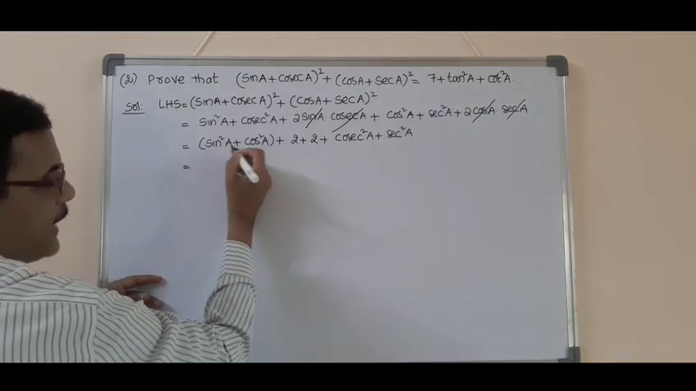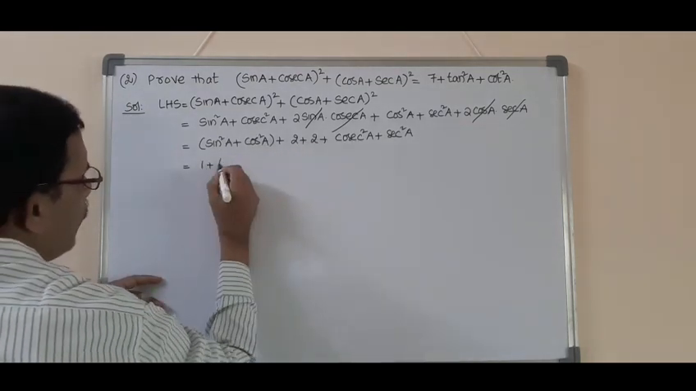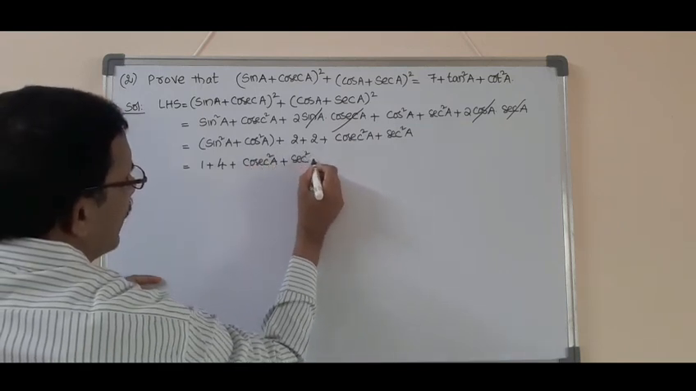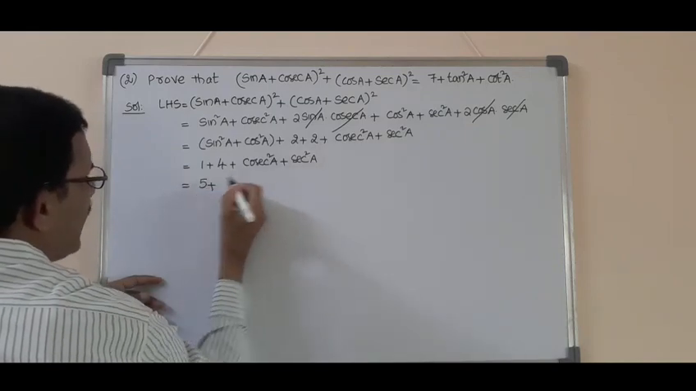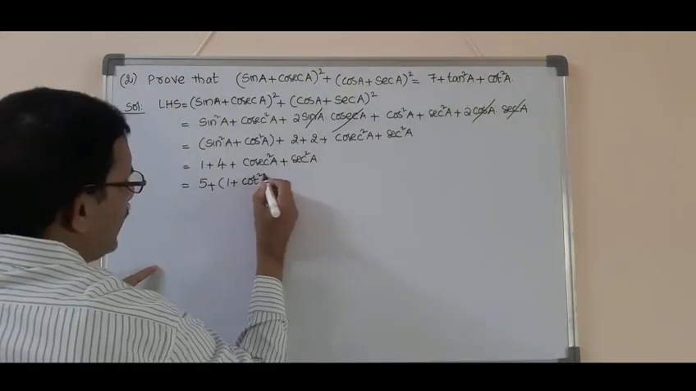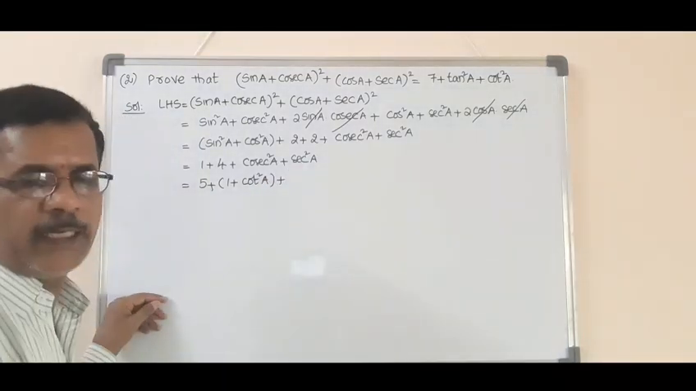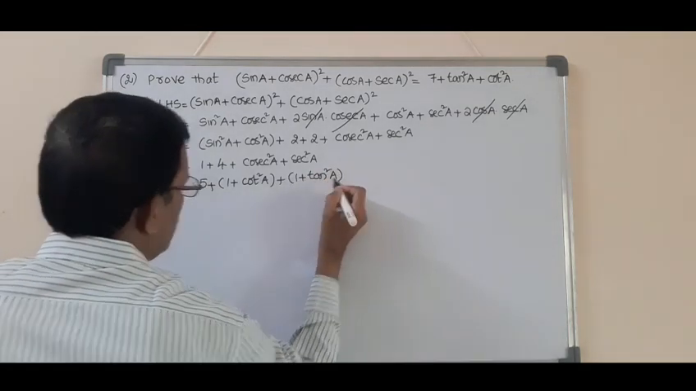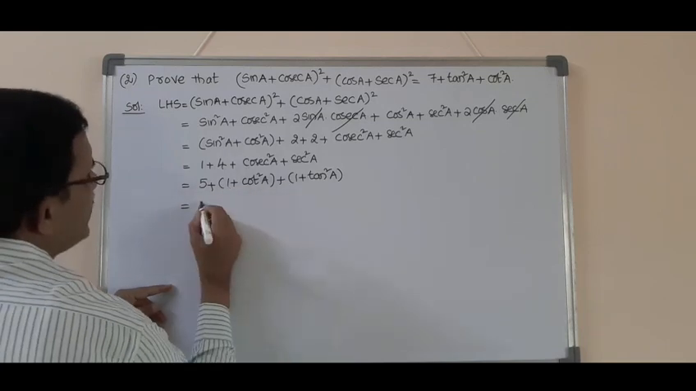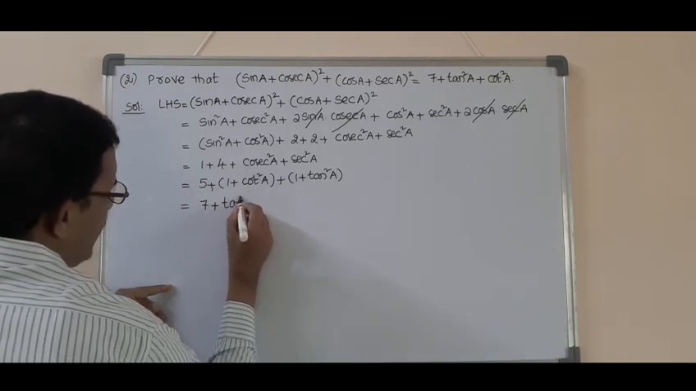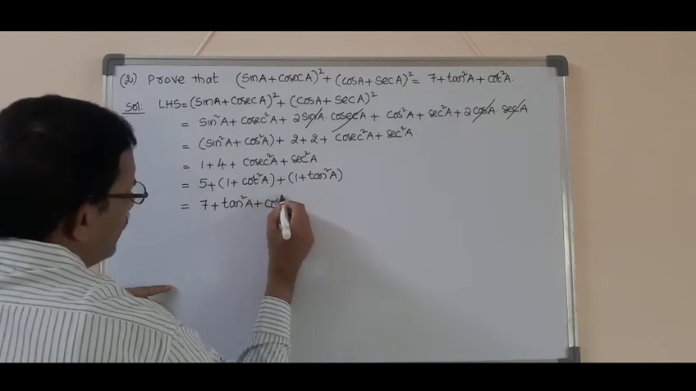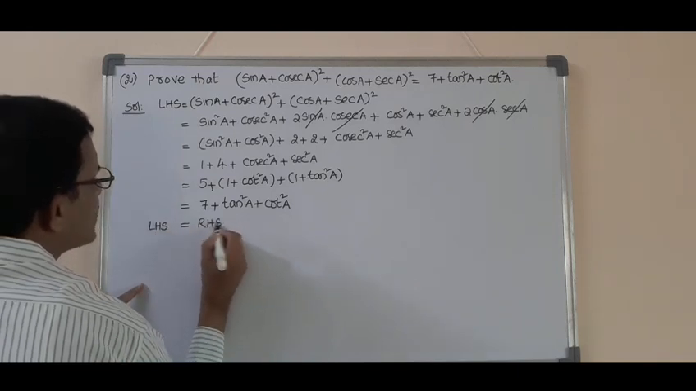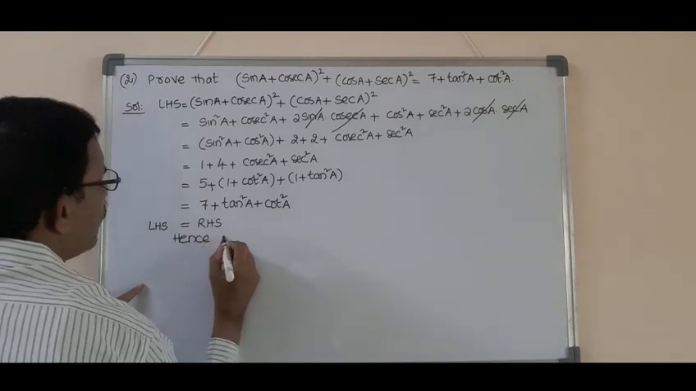Now identity 1, sin square A plus cos square A is equal to 1, plus 4, plus cosec square A plus secant square A. This is equal to 5 plus cosec square A, which can be written as 1 plus cot square A, plus secant square A, written as 1 plus tan square A. 5 plus 1 plus 1, that is equal to 7 plus tan square A plus cot square A, that is RHS. LHS is equal to RHS. Hence, proved.